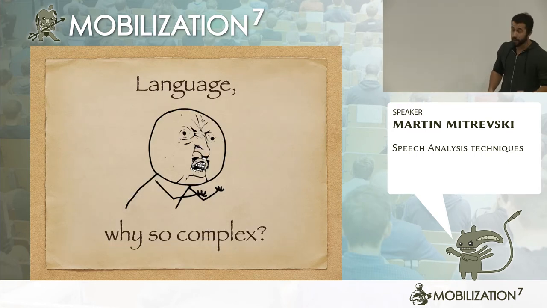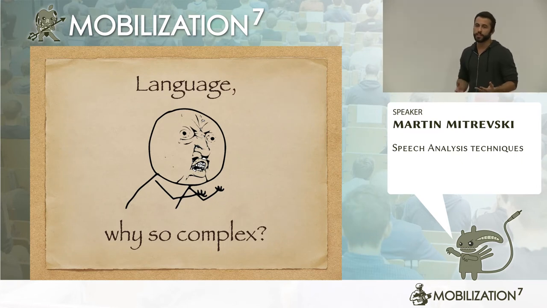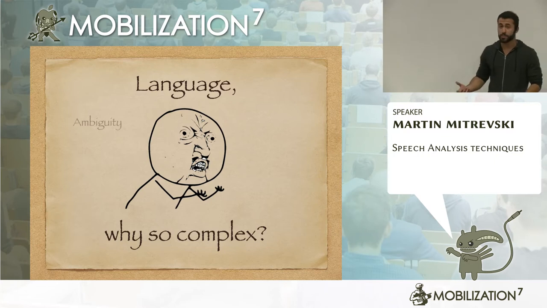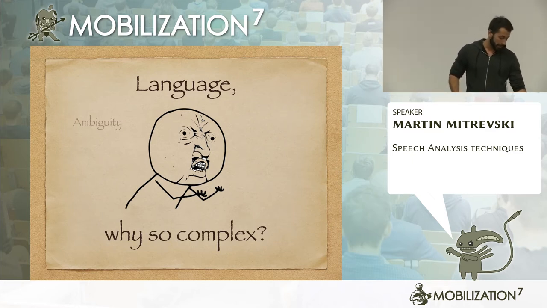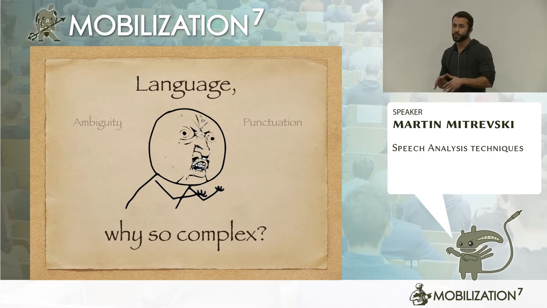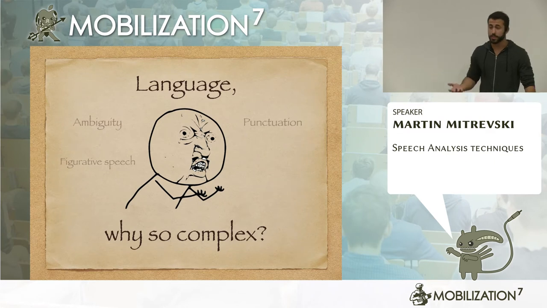So why? Well, this idea is not that new, but it's still not taking off really well. And the reason for this is that language is very complex. It's complex even in our interactions, and you can imagine how difficult it is for computers to really understand what we are trying to say. So for example, we have ambiguity. Someone can say something, but he meant something else. Then we have punctuation. Even a small comma can completely change the meaning of a sentence. Then you have something like figurative speech. We are using metaphors or oxymorons or something else that might imply something else.